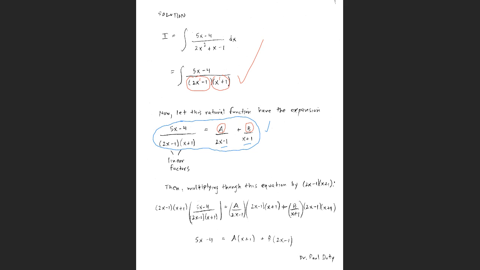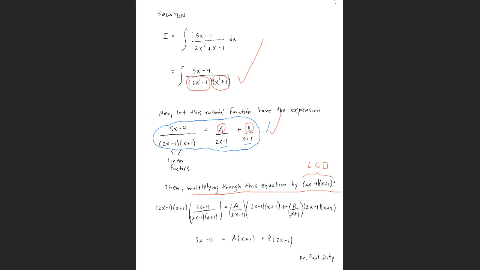So I'm going to show you how we can get that. Let's first say I'm going to rewrite the rational function 5x minus 4 over 2x minus 1 times x plus 1 as A over 2x minus 1 plus B over x plus 1. Let's just say we can do that. Well, if we can, I ought to be able to solve for A and B. So how am I going to solve for those constants? I'm going to multiply through the equation by 2x minus 1 times x plus 1. That's my least common denominator.